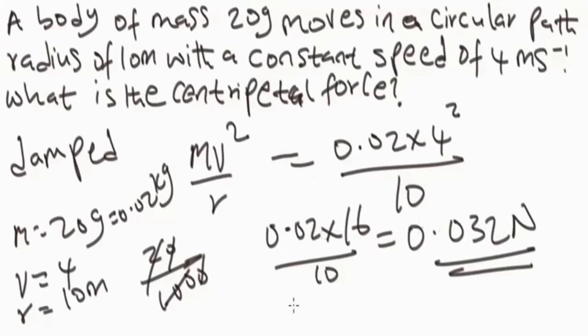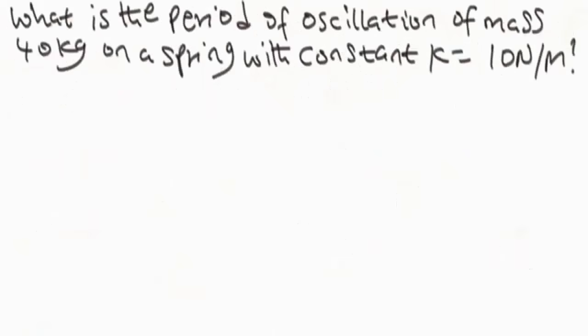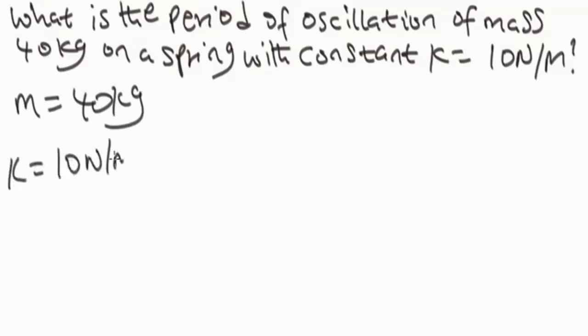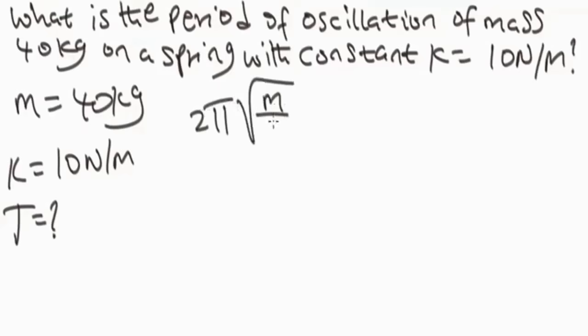Now let's solve another problem. Let's wipe this. This question says, what is the period of oscillation of a mass of 40 kg on a spring with constant k of 10 Newton per meter? So we have our parameters: mass is 40 kg, and the spring constant is 10 Newton per meter. I am looking for T. Period is unknown. That means we are going to apply 2 pi square root of m over k.